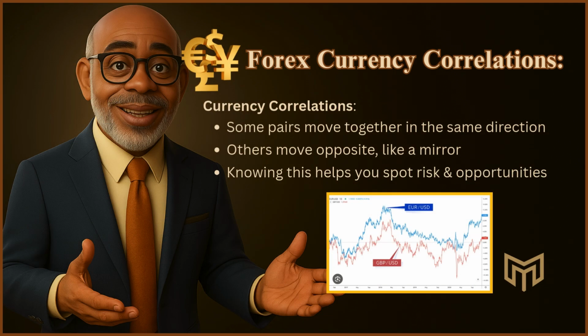Currency correlations measure how two pairs move in relation to each other. Some pairs often rise and fall together. Others move in opposite directions, almost like a mirror. Understanding these relationships is key to managing your risk and finding hidden opportunities.